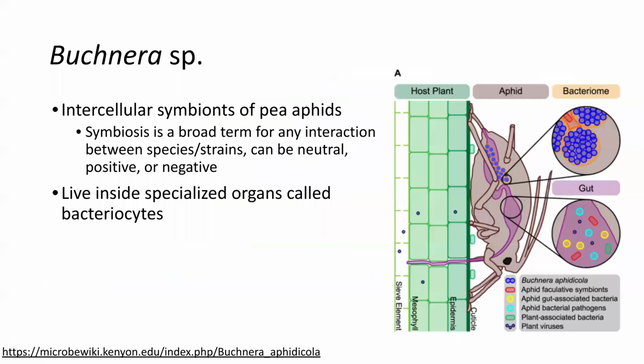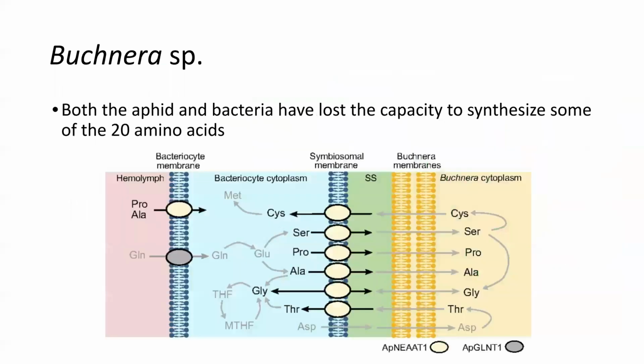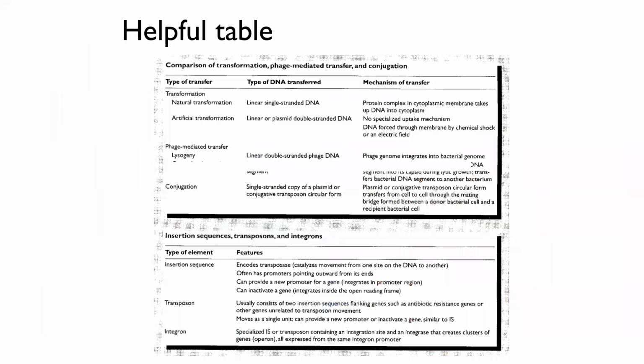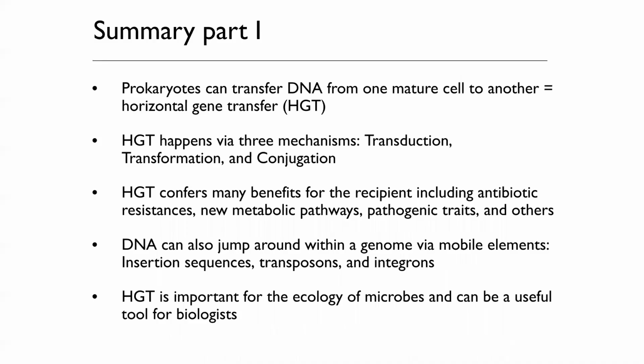So, and this is just a schematic of what this looks like. And here's a really great article if you want to dive into it more. And this is just a final helpful table to give you reminders of all the different things we talked about, from transformation and transduction and conjugation, as well as insertion sequences, transposons, as well as integrons. So let's just summarize this first part.